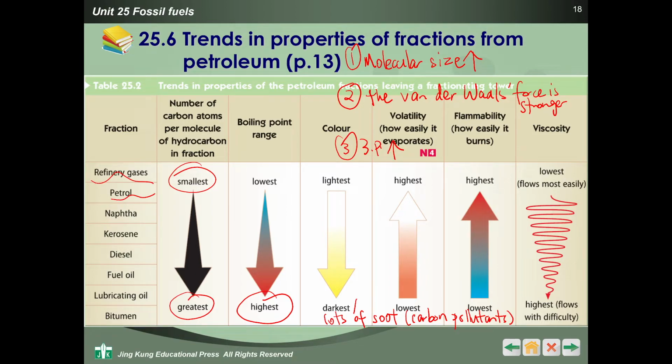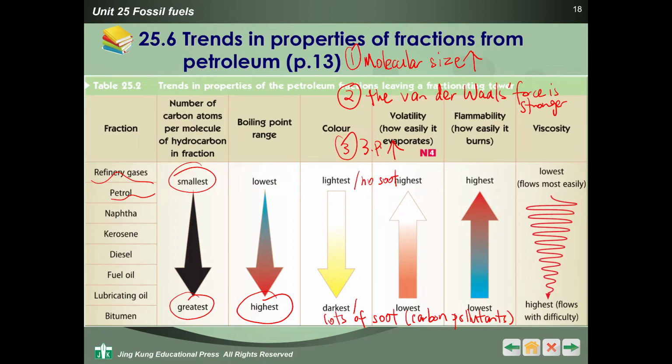For the ones that are on the top, there's going to be less soot or no soot. So you can imagine that black substance that's formed when you burn, probably when you burn some charcoal or coal, you've seen that black substance. Those are the type of soot that I'm talking about here.